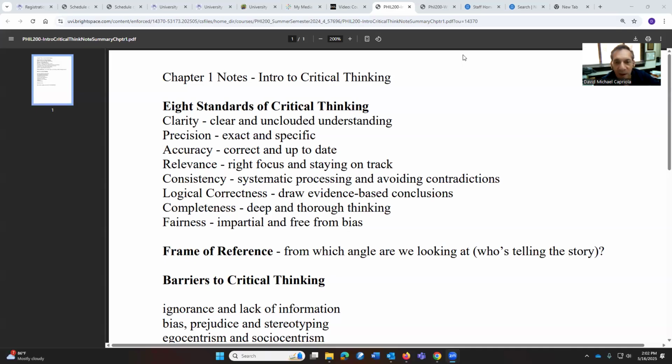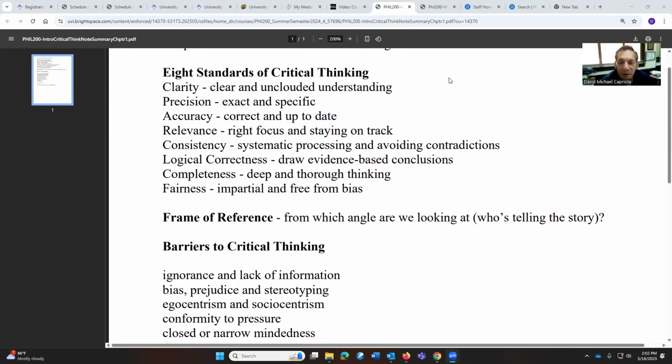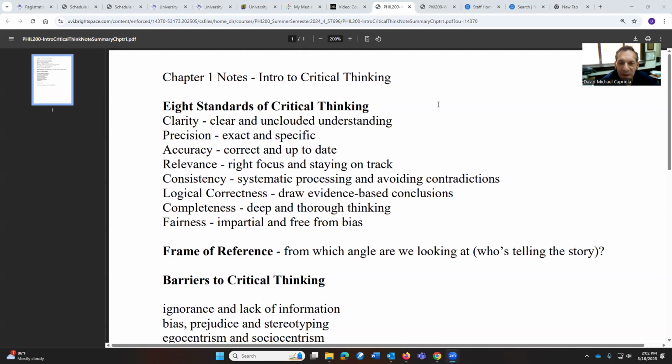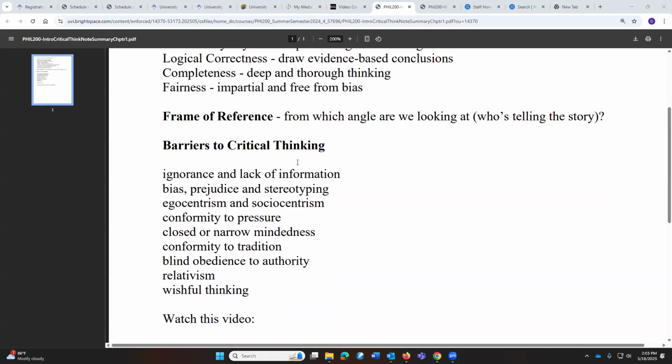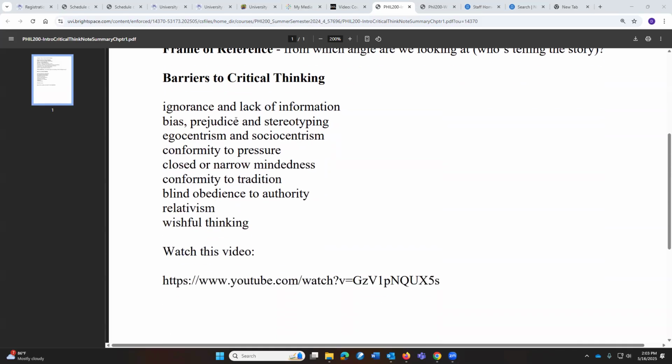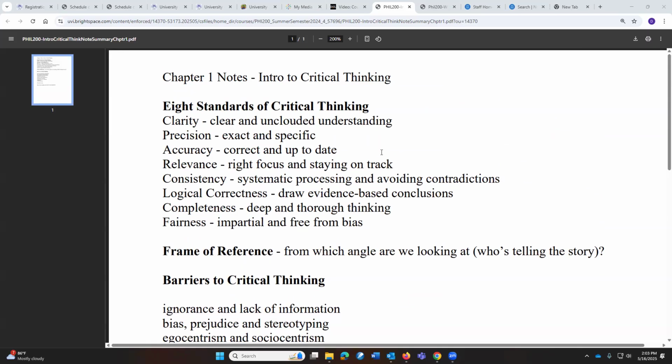Let me get started and share my screen so we can get to today's topic of chapter 1. Okay, I am in Brightspace and I have pulled up a document which is the key focused information in chapter 1. We'll first start off with our standards of critical thinking. Then we'll talk about a very important concept of the frame of reference, and then go into the barriers to critical thinking that are listed in the chapter. But let's go to the chapter itself first.